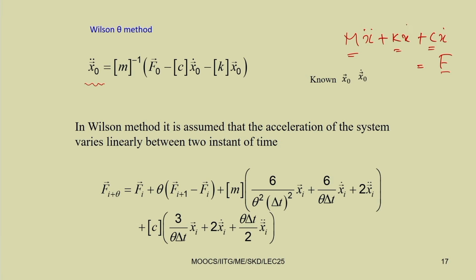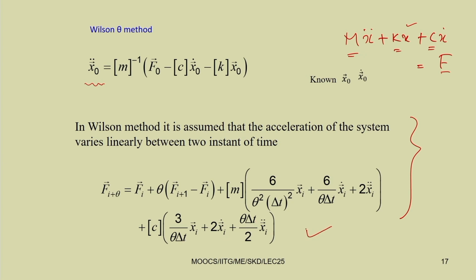Taking the initial conditions of x and x dot, that is displacement and velocity, we can use the Wilson theta method. By taking different values of theta, we can write this equation in this form: f i plus theta equal to f i plus theta into f i plus 1 minus f i, plus m into 6 by theta square delta t square x i plus 6 by theta delta t x i dot plus 2 x i double dot, plus c into 3 by theta delta t x i plus 2 x i dot plus theta into delta t by 2 x i double dot.